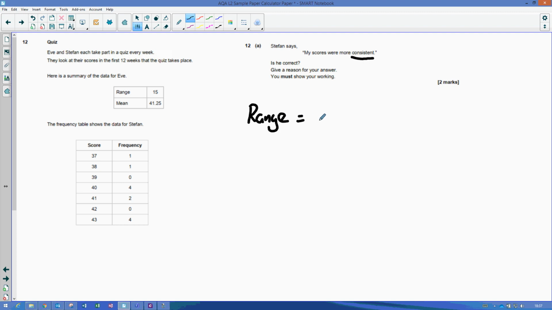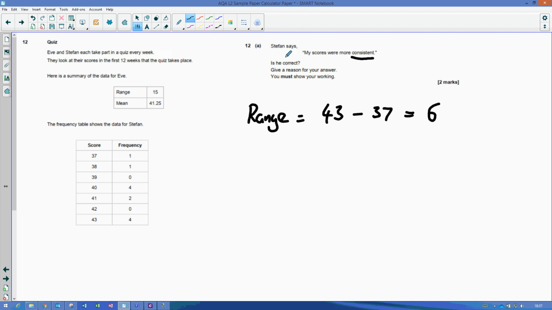And we do that just by finding the highest score and the lowest score and subtracting the one from the other. Note, I'm subtracting the scores. If I'd been asked for the range of his frequencies, I'd be subtracting 4 from the 0. But I haven't. I'm interested in the range of his scores, so it's these numbers I need to subtract.